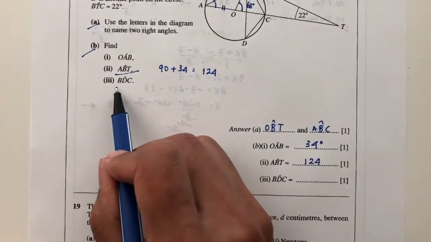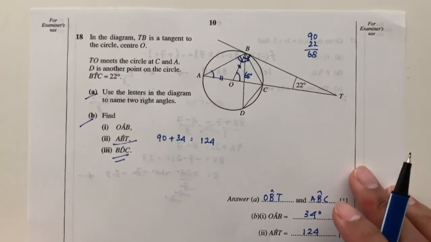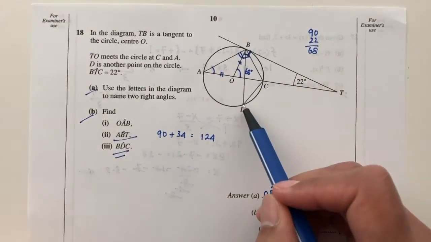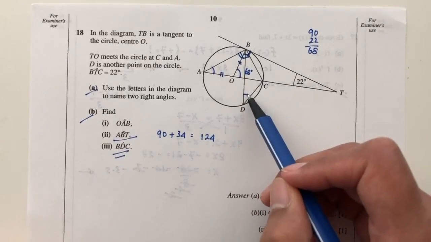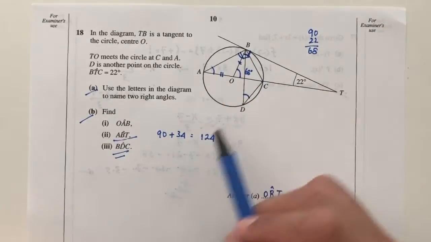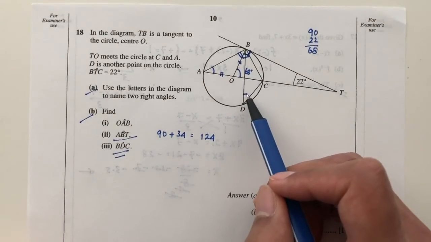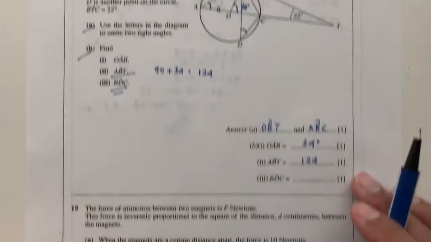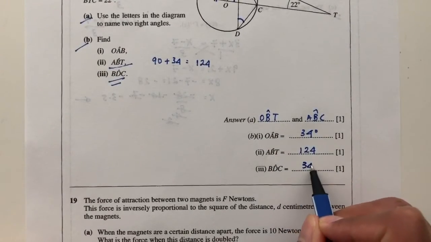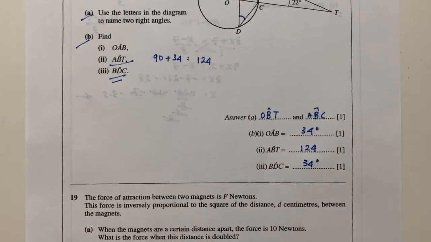Now for part 3, BDC. B is here, D is here, C is here. So BDC will be the angle on the same arc, on the same segment BC. So it will be the same as this one, which is 34 as well. That is question 18.